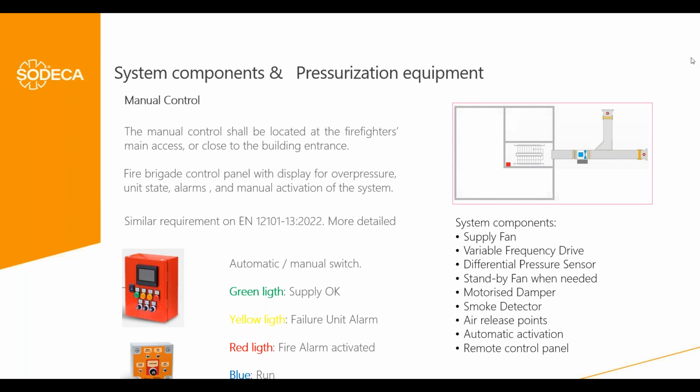In fact, in the new part 13, we have requirements that the system has to give the firefighters the possibility to operate the system in 3 positions. Automatic, when the system is waiting for the activation signal, and when the signal is received, it is automatically activated. Off, if the fire brigade wants to stop the system. Or on, if they want to operate the system manually, if the system has not been activated automatically.